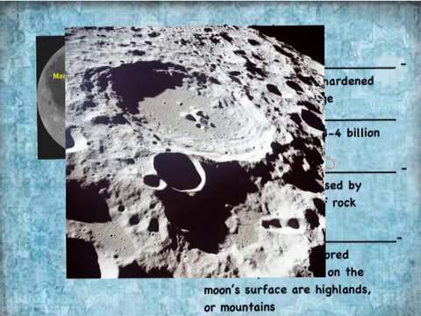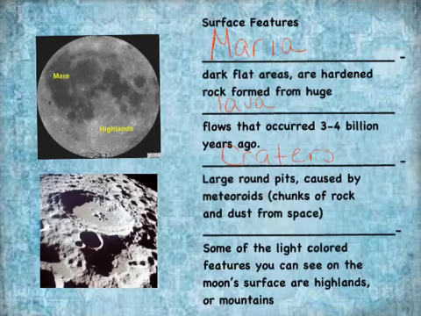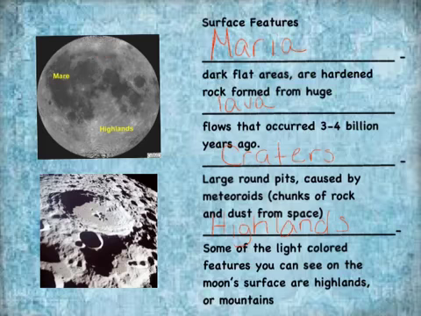Now, our moon's a little bit different than our Earth. It's not as protected, you can say. Our atmosphere breaks down lots of rocks that come towards us. Our moon does not have the same kind of atmosphere that we do. The last surface feature is called highlands. And highlands are like our mountains. They're like the raised areas on our moon, but they're lightly colored, unlike the mares.